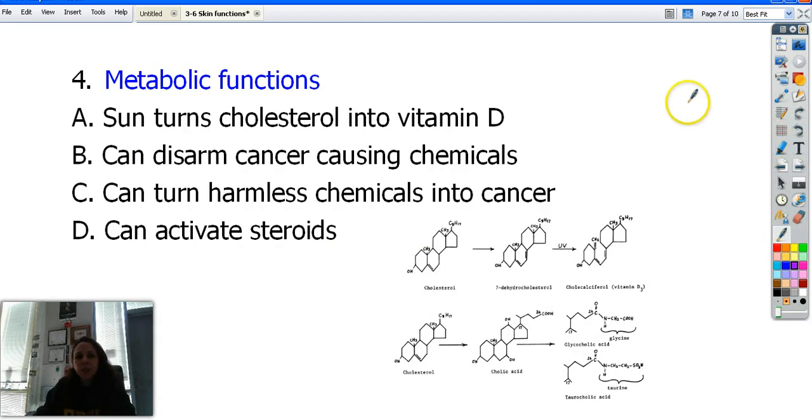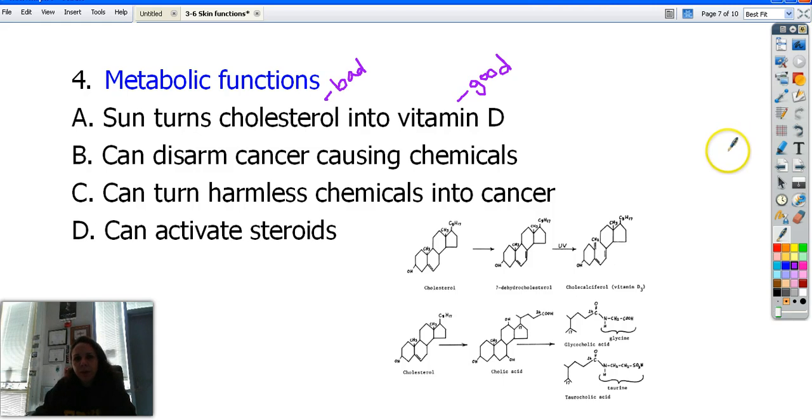Okay, next one we've got number 4, metabolic functions. Our skin can do all sorts of neat things. One, it can turn cholesterol, which is normally a bad thing, into vitamin D, which is a good thing. That's why it's always good to go outside and get some fresh sunlight, because the sunlight is helping to get rid of the cholesterol and turn it into something good, vitamin D.